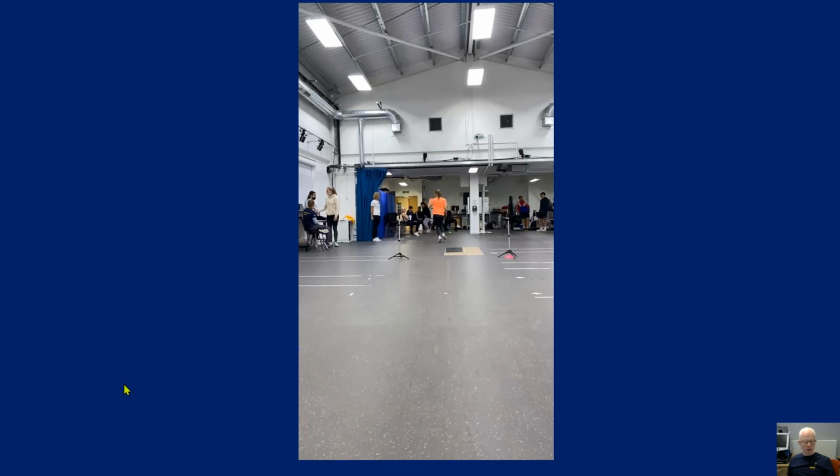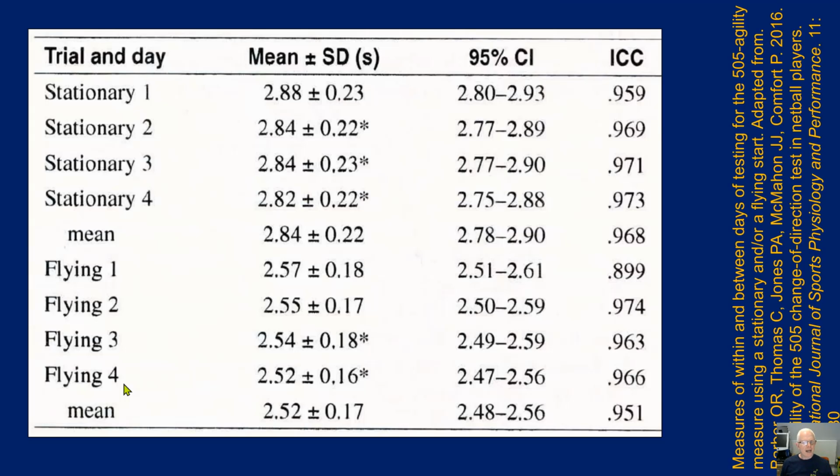And it works in something like cricket because it's fairly similar to the length of a track as a cricket wicket. Now, one of the things that authors have looked at is what happens at the start of the test, because this affects clearly the reliability of the test. So what they have looked at here is what happens if we go from a stationary start or from a flying start. And this is quite interesting.